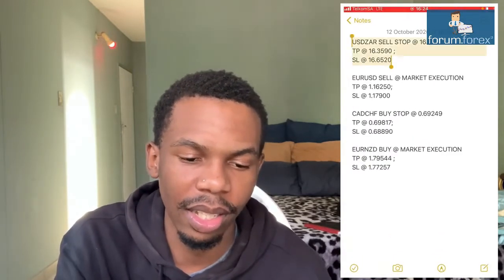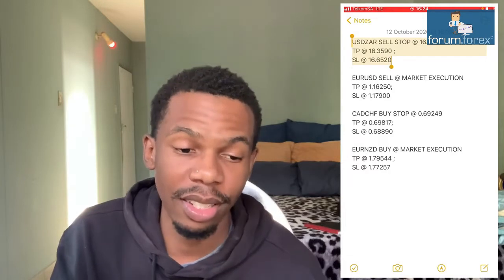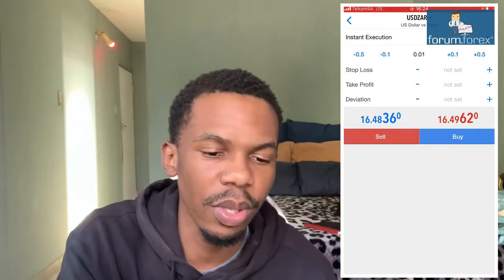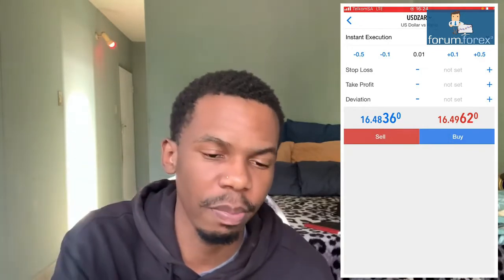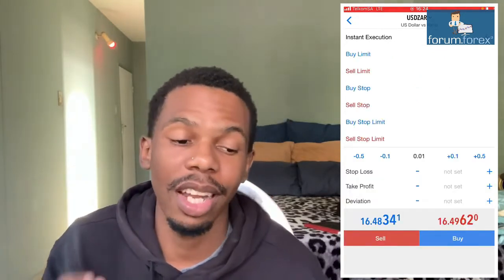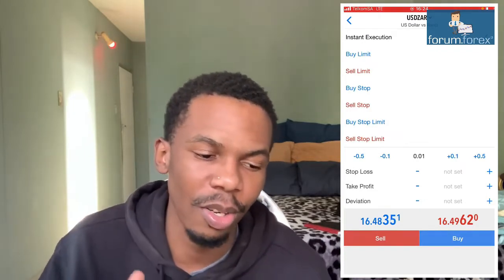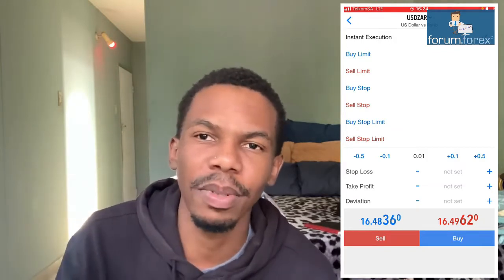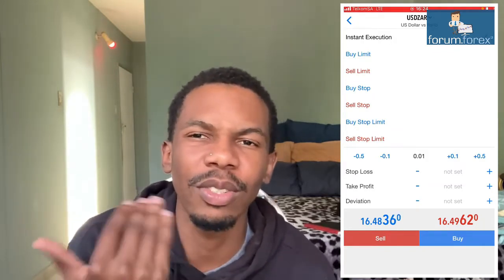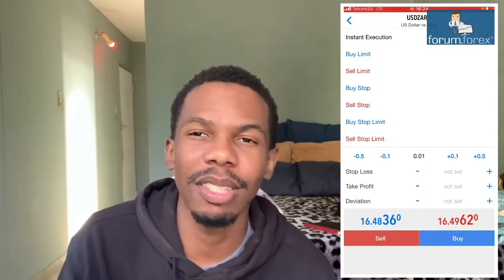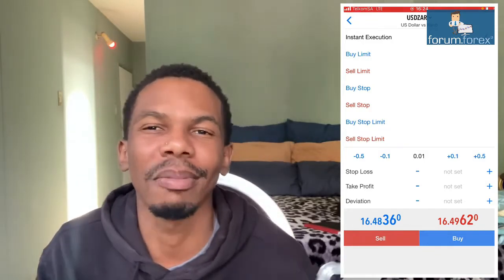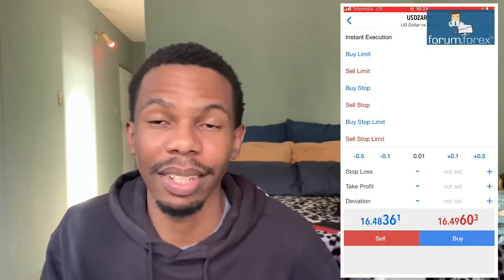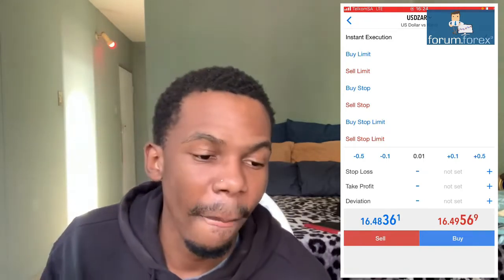So now we're going back to the USD ZAR. I'm gonna highlight it again. It says USD ZAR sell stop. So we already got the USD ZAR part. Now we need the sell stop part. So where it says instant execution, you tap under instant execution. Then you're gonna have buy limit, sell limit, buy stop, sell stop, buy stop limit, sell stop limit. Listen, I'm not gonna explain all these things because for someone who's using signals, you don't even need to know all these other things. But if you need a mentorship, that's when I'm gonna teach you all these things in depth. But this is for a whole nother target market, audience or whatever.